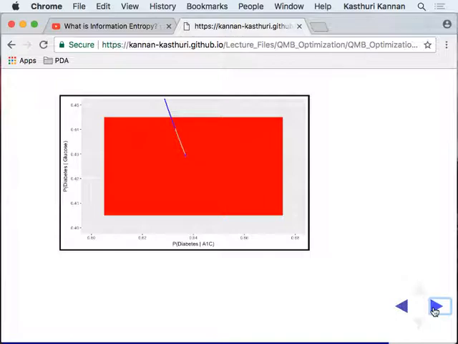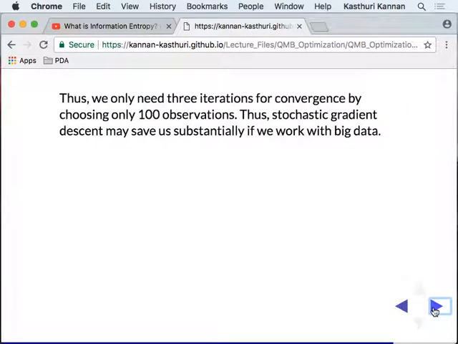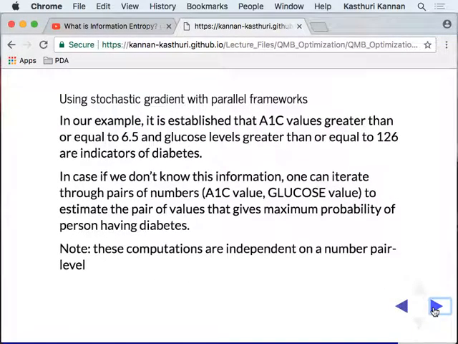Imagine how much it could save if you have millions and billions of data points. By random sampling, we can cut down the cost like anything using the stochastic gradient method, right? So for instance, in our example, it's established that A1C is 6.5 or 126 for the glucose level, right?